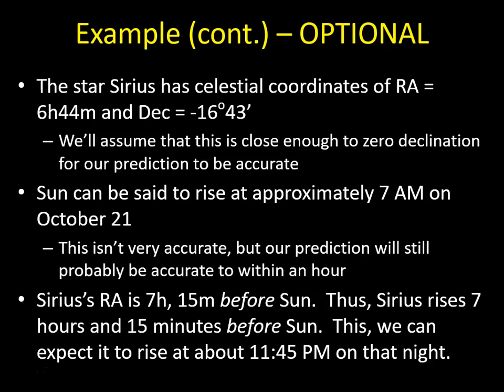Now, in truth, it will rise a little bit after that, because remember, its declination in this case is negative. It would only rise right at 11:45 p.m. if its declination was 0, that is, on the celestial equator. So you have to make some allowances for that if you're using this method to estimate when something's going to rise and set. In the case of Sirius, it's going to rise after you think it should. It's going to set before you think it should, because the declination circle on which it is, most of that circle is below our horizon in the northern hemisphere.